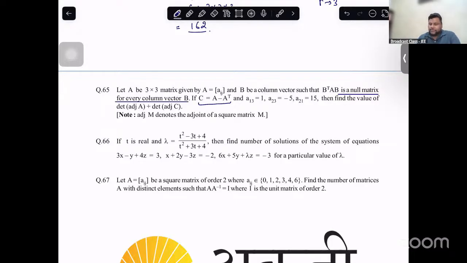Quickly try. First of all, get the values of lambda. Or directly values, we won't be able to get the system of values of lambda.